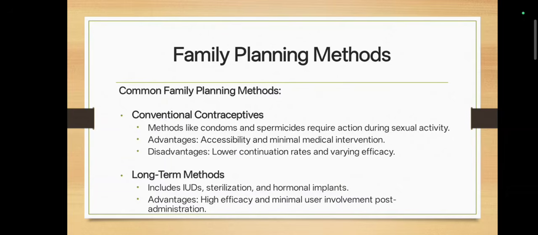Family planning methods. Contraceptive methods are broadly classified into spacing methods and terminal methods. Spacing methods are reversible and used to delay or space pregnancies, while terminal methods are permanent and suitable for couples who do not want more children.